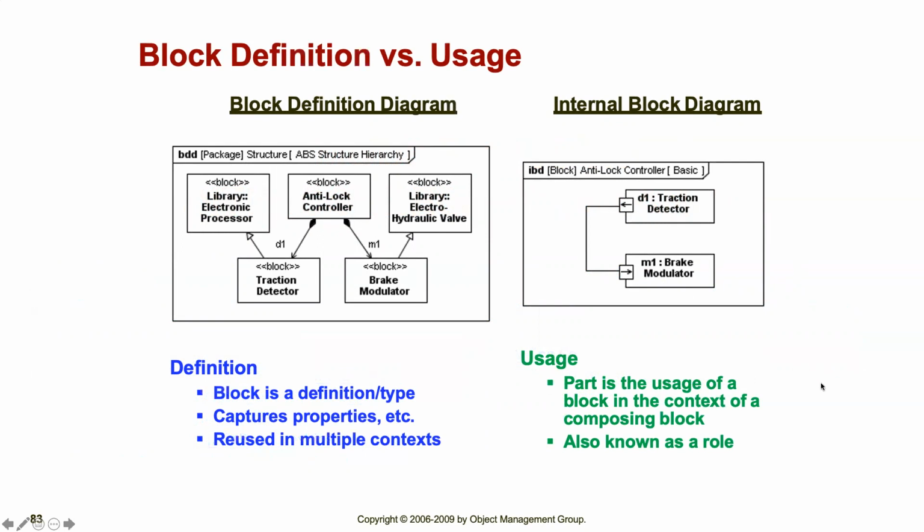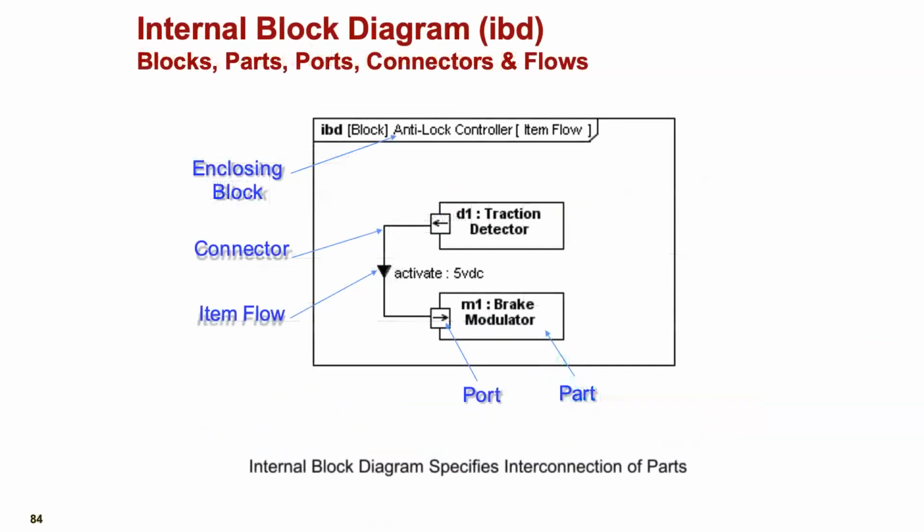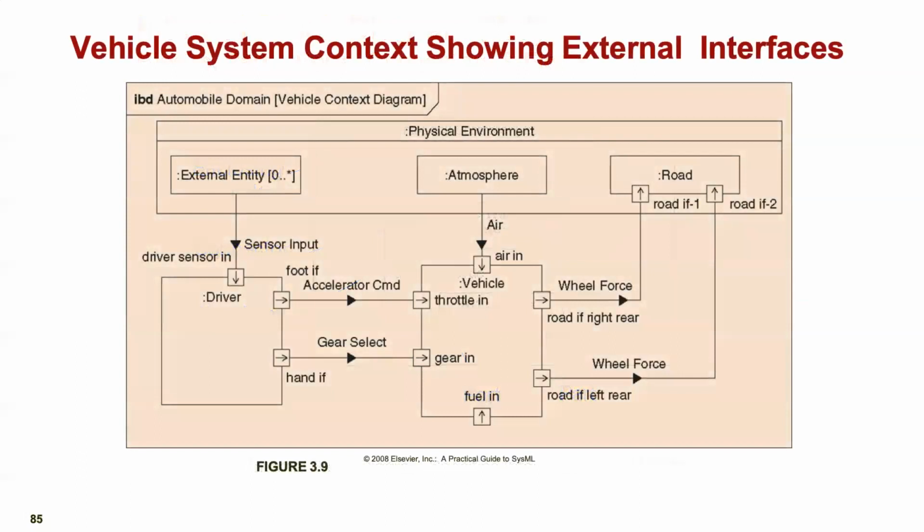So the internal block diagram is used as part, is the usage of a block in the context of a composition block. You can also be thinking about it in terms of a role. So we have various things in an internal block diagram. We have the enclosing block. So we have the connector, we have the flow item, we have the actual port, and we have the part. So this is just a breakout of what we saw in the last chart in more detail, giving you some more specifics.